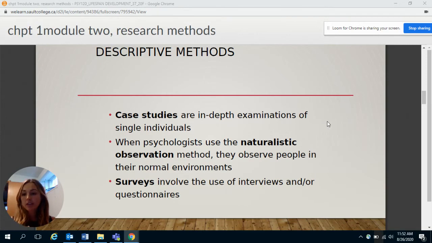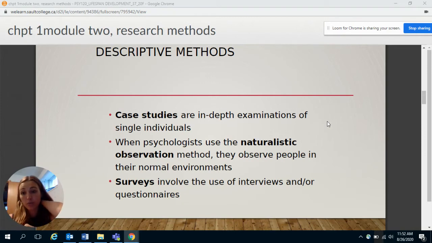The downfall of naturalistic observation is if you know that you're being observed, you might act differently when you know someone's watching you. So say you know that this experiment or this study or this descriptive method research is taking place in lifespan development, you might act completely different in my class than you would act in a different class because you know somebody's watching you. So sometimes that can skew the data.